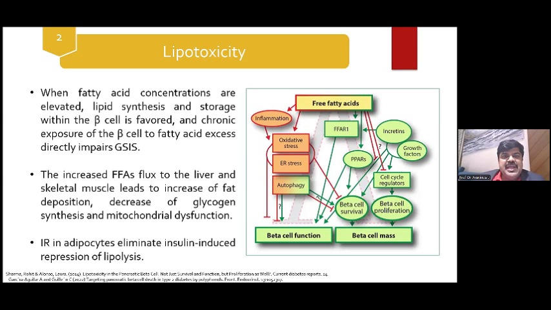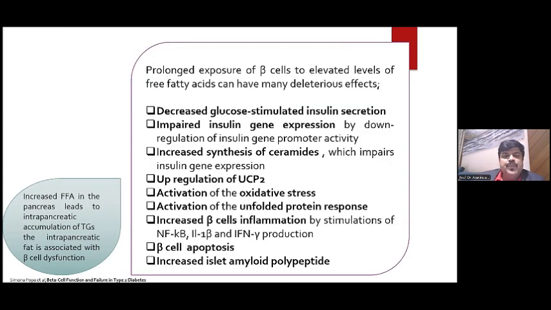The next aspect is the lipotoxicity. When fatty acid concentrations are elevated, lipid synthesis and storage within the beta cell is favored, and chronic exposure of beta cells to fatty acid excess directly impairs GSIS. The increased free fatty acid flux to the liver and skeletal muscles leads to increase of fat deposition, decrease of glycogen synthesis, and mitochondrial dysfunction. Insulin resistance in adipocytes eliminates insulin induced repression of lipolysis.